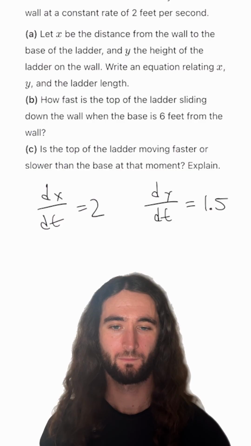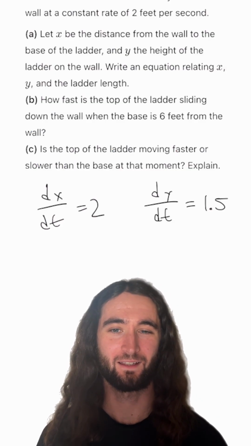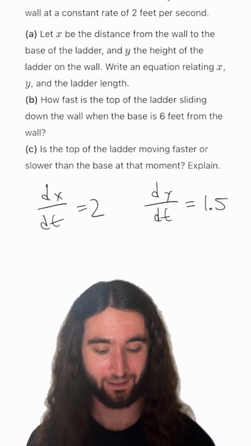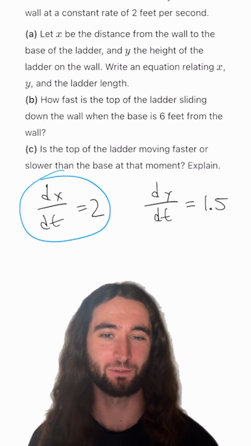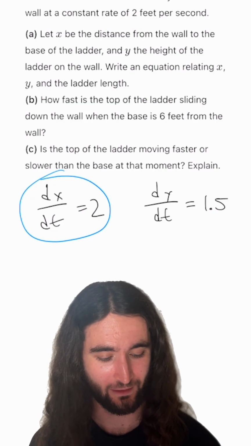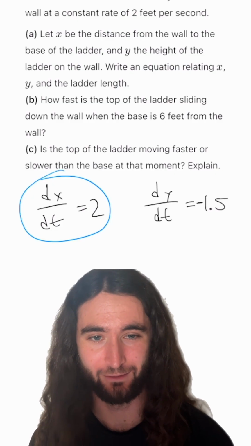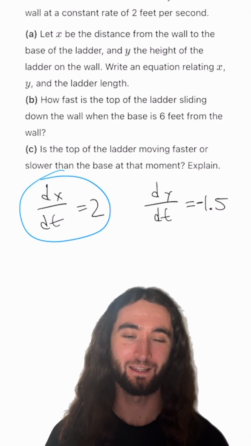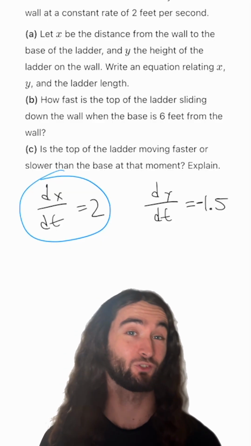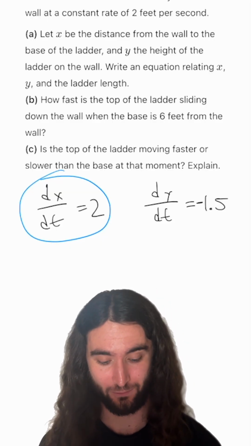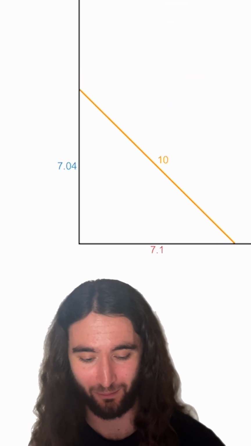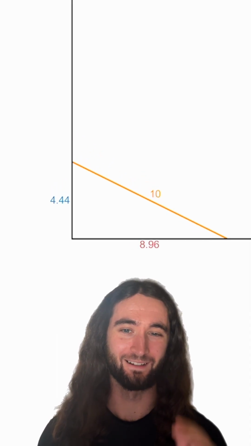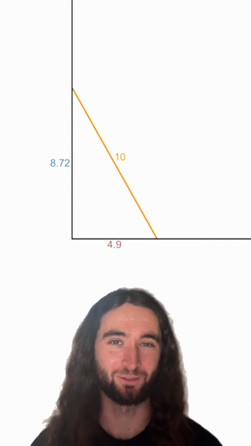Okay, so finally part C is asking, is the top of the ladder moving faster or is the base of the ladder moving faster? Well, the base of the ladder is moving at a constant speed of 2 feet per second, and we just calculated, whoops, I made a mistake here, that this was negative 1.5. The top of the ladder was moving down the wall at a rate of negative 1.5. So it is at that moment moving slower than the base of the ladder. However, as we have seen in the diagram, it is going to speed up. So later it's going to be moving faster. But right at that moment, it's still moving slower than the base of the ladder.